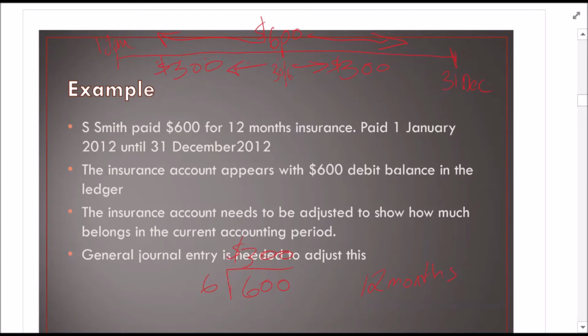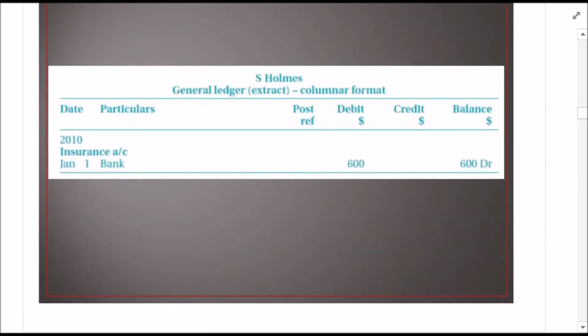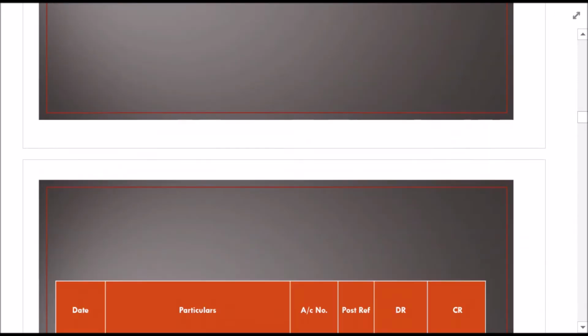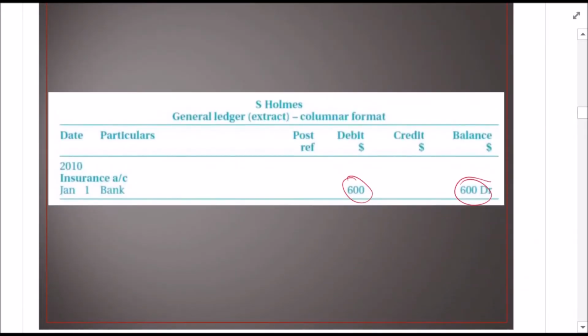Okay, so on the 1st of January, we originally would have put $600 on the debit side. That's the normal way we do the transaction to begin with. So this is how it would have looked: $600 on the debit side. So what we need to do is take $300 of that 600.